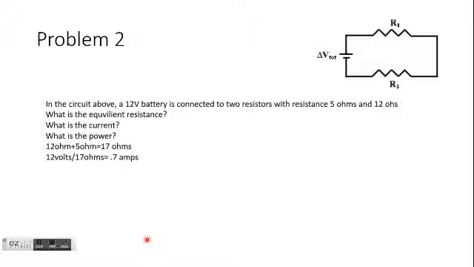So we know V, we know I, we know R, so we can use any formula. In this case, I used V squared over R, and so I said that 12 volts squared over 17 ohms is equal to 8.5 watts. Alright, pretty easy problem. Moving on.